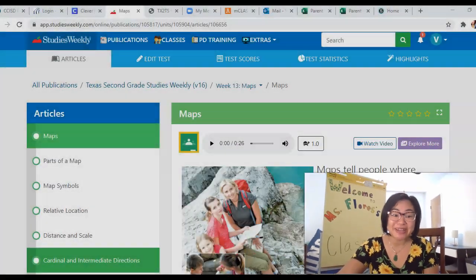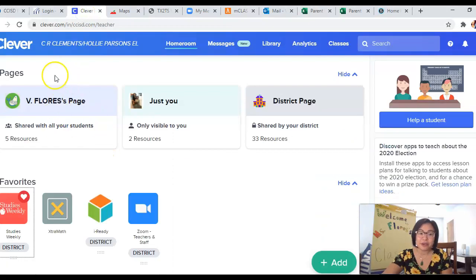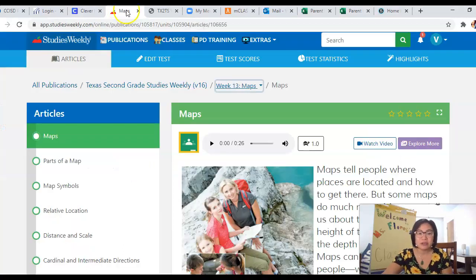So let's get started. Now, remember, you can access Studies Weekly by going on your Clever page. This is my Clever page. Yours might look a little different. You'll find the pink icon that says Studies Weekly. You'll click on it and it will take you to Studies Weekly. Once you get on Studies Weekly, we are on week 13, maps. I love learning about maps.